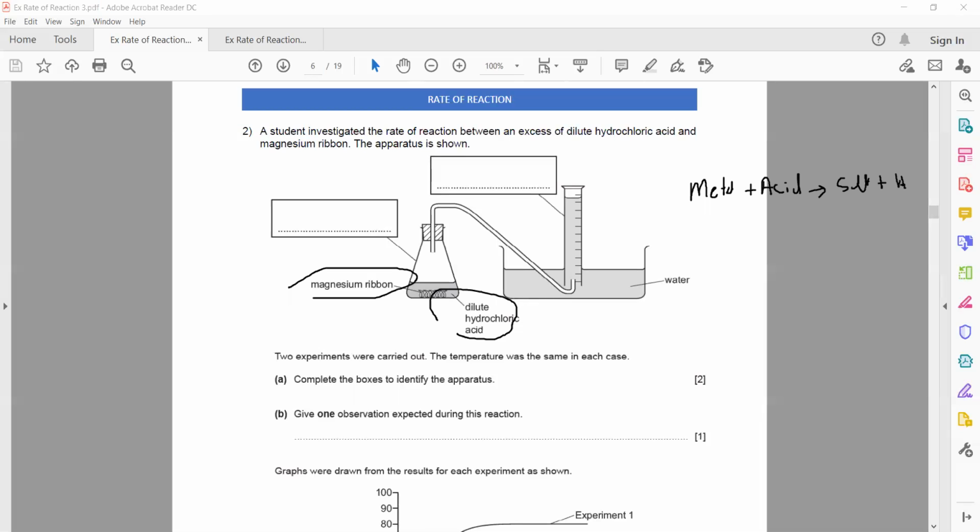You will observe fizzing, bubbles. The product is salt and hydrogen. So what will be the observation? The observation, you will observe bubbles or fizzing or effervescence.